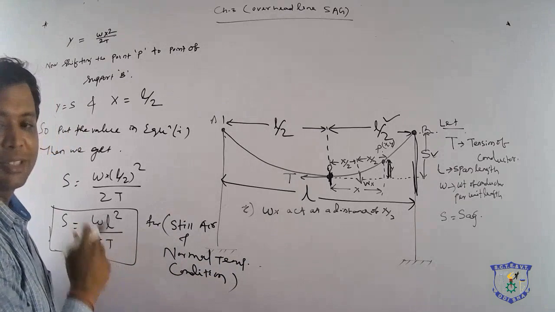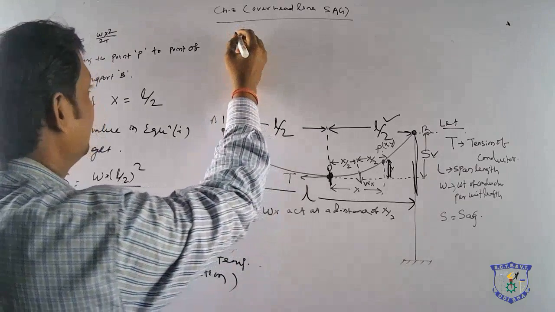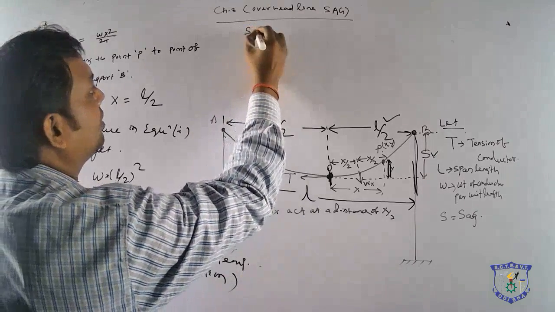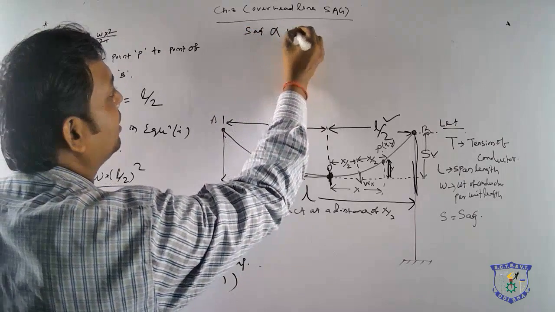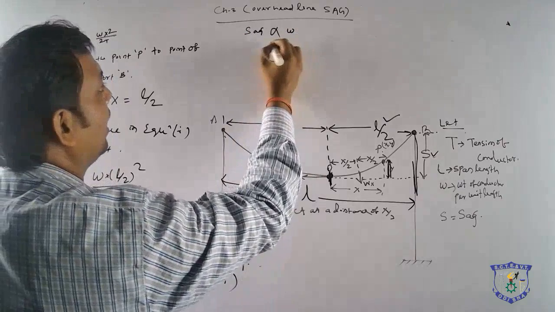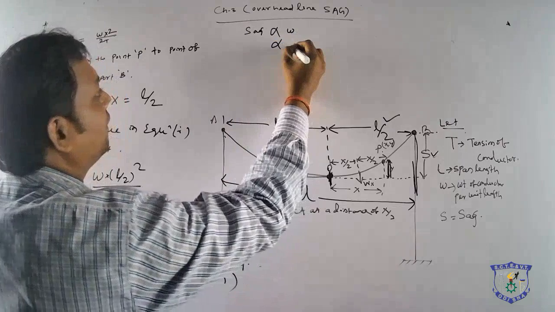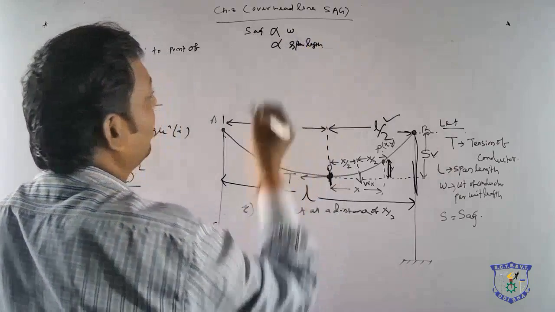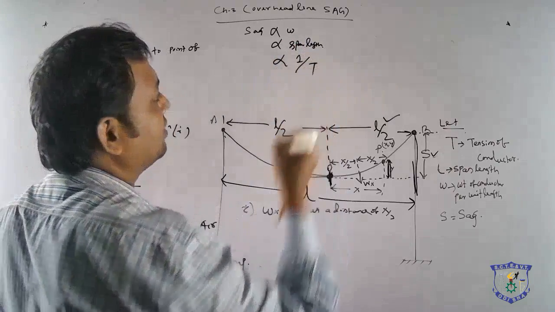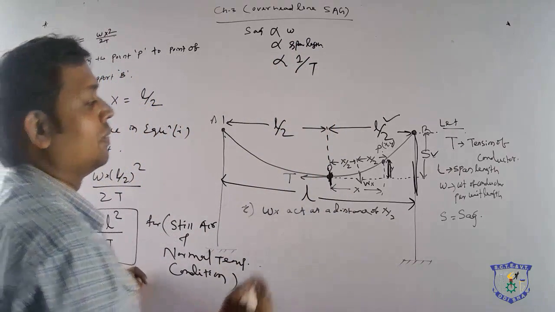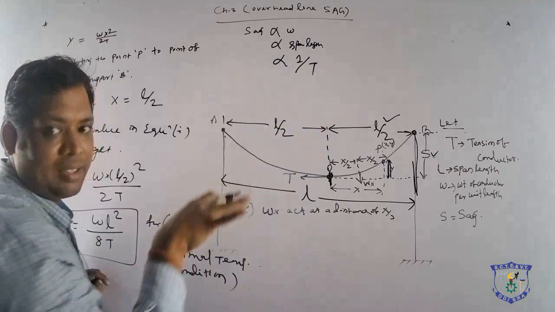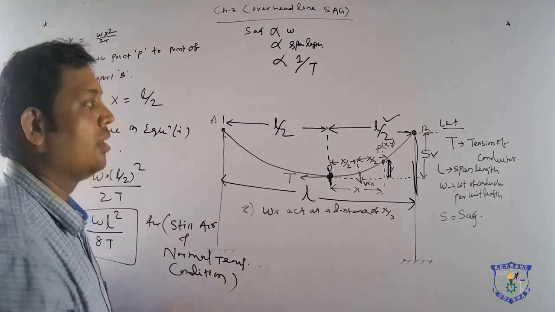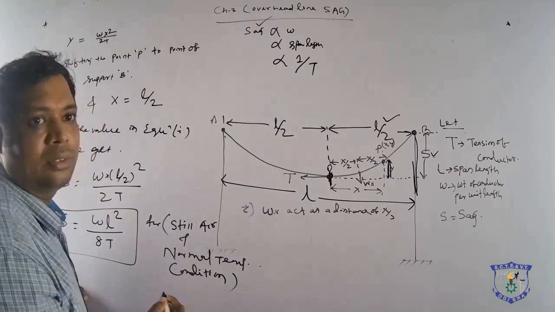By this formula, we can see some factors which affect sag. Sag is directly proportional to the weight of the conductor W, directly proportional to span length, and inversely proportional to the tension. That means if tension is more, sag will be less. If tension is less, sag will be more. If the conductor is heavier, then the sag value is also more.